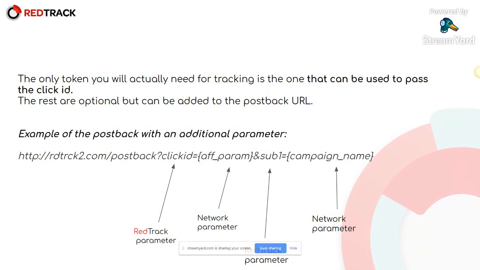Just in case your affiliate network supports some dynamic parameters, then these tokens can be added to the postback URL, and you can use RedTrack empty sub1, sub2, sub3, and up to sub10 parameters for that purpose. You will have to add them to your postback URL. Here is the clickID, which is obligatory. And here you can see the example of, for instance, campaign name parameter, which network supports, and you want to receive it. So you can receive it in sub1 parameter. In this case, you put sub1 equals campaign name parameter, and you will see this campaign name in your conversion logs in sub1 column. So that's it.